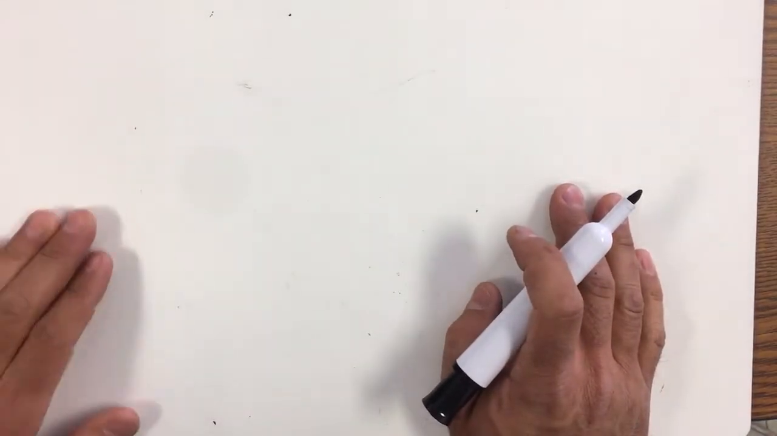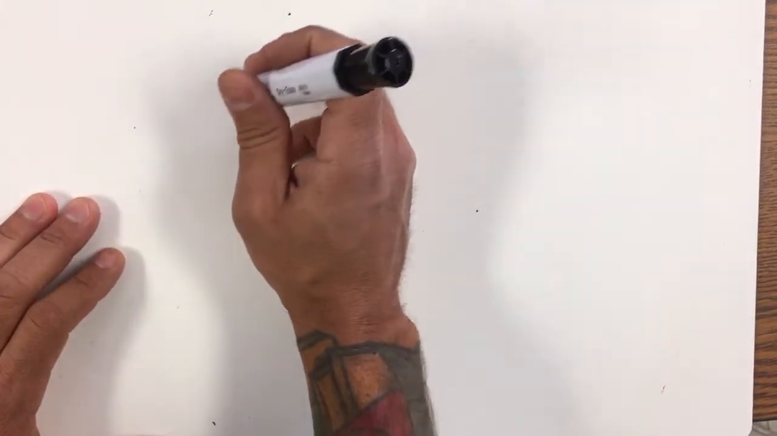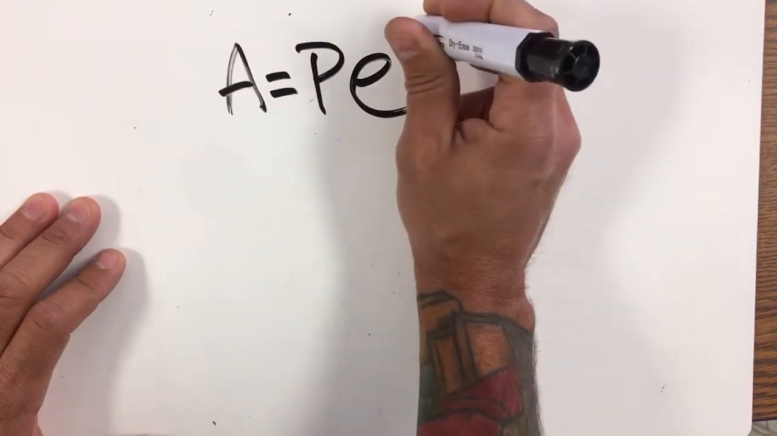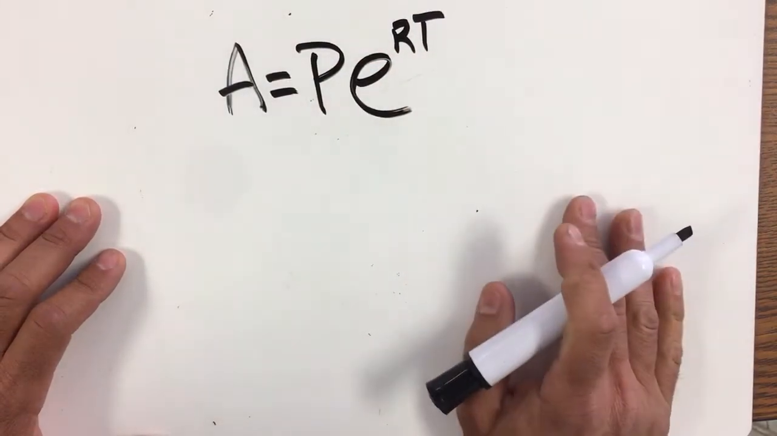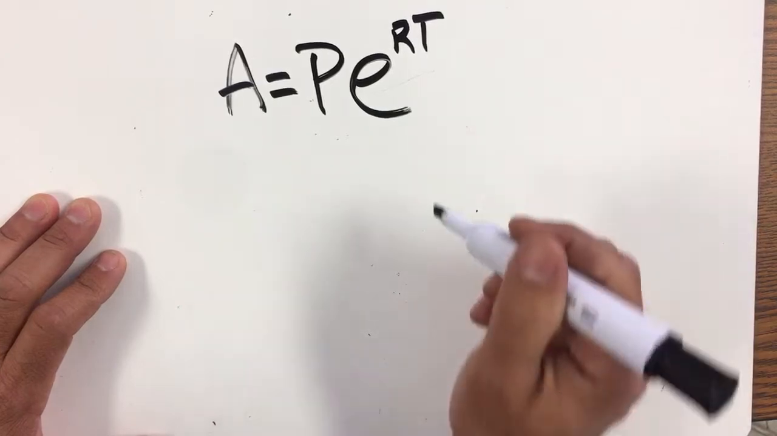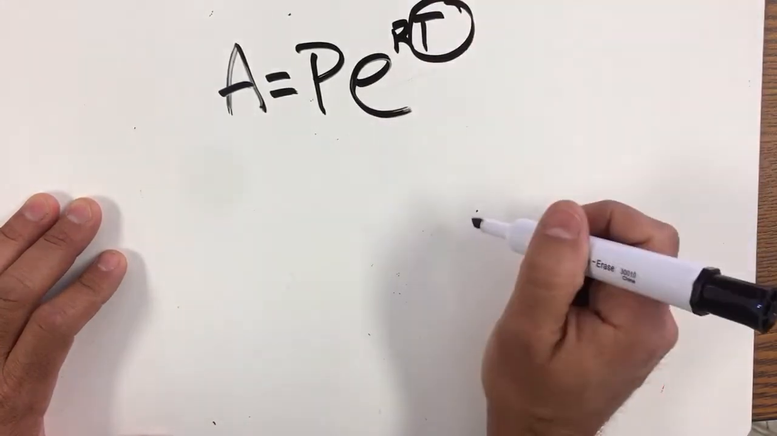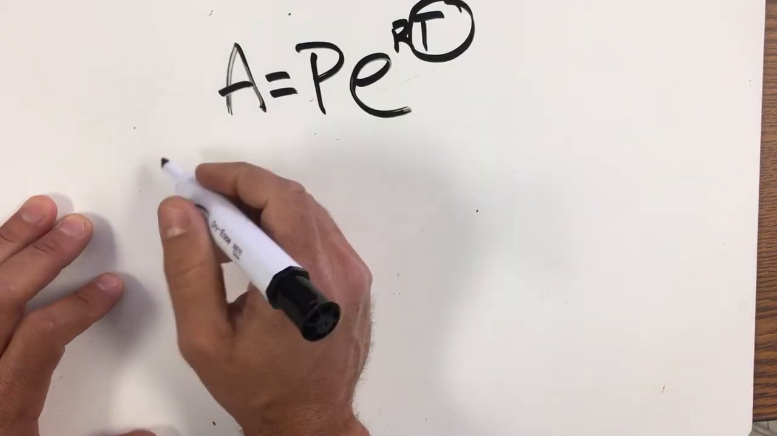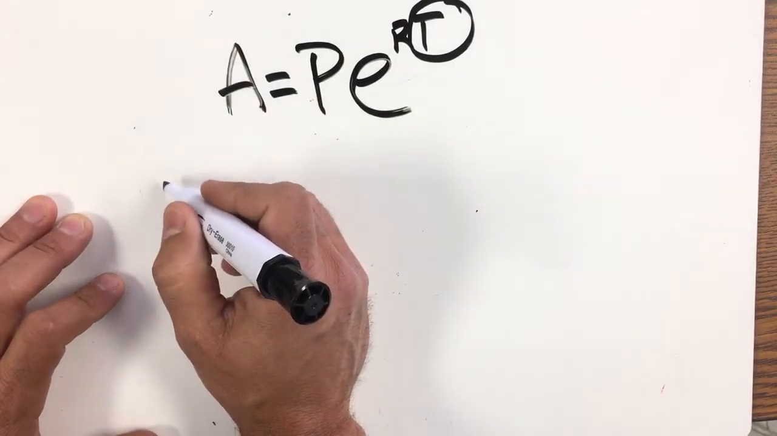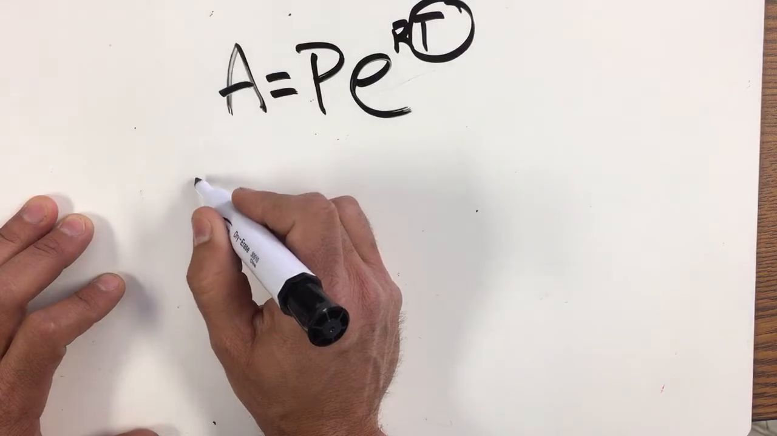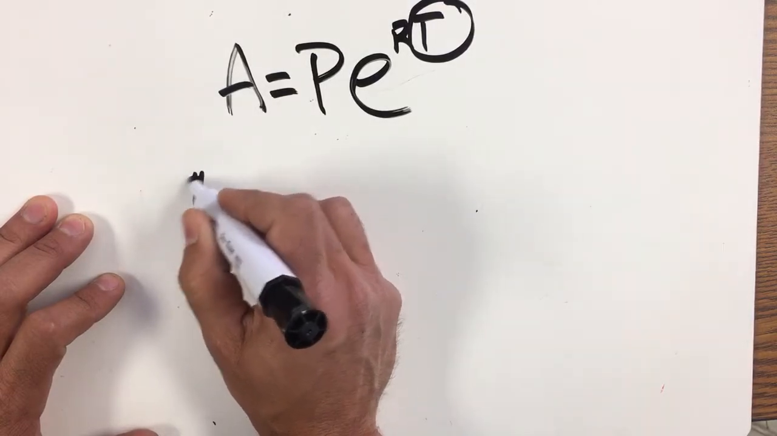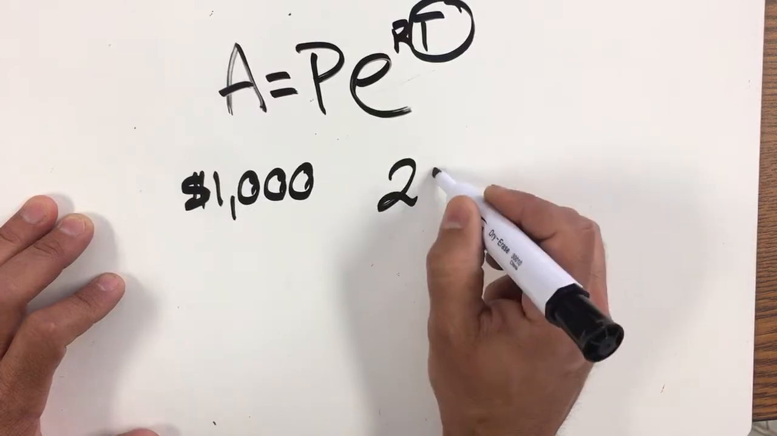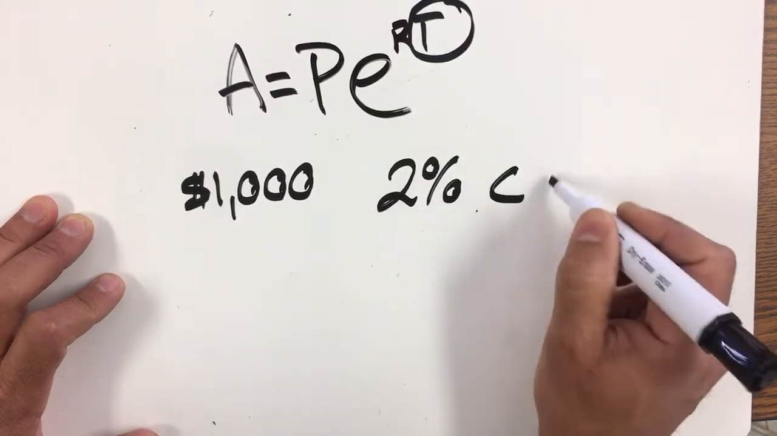Okay, today we're going to use our compounding continuously formula, which is A equals P times e to the rt. We're going to use this formula, but we're going to solve for the amount of time usually, and every once in a while for the rate. So it's going to tell me something like, I put $1,000 in a bank. I'm getting 2% interest compounded continuously.